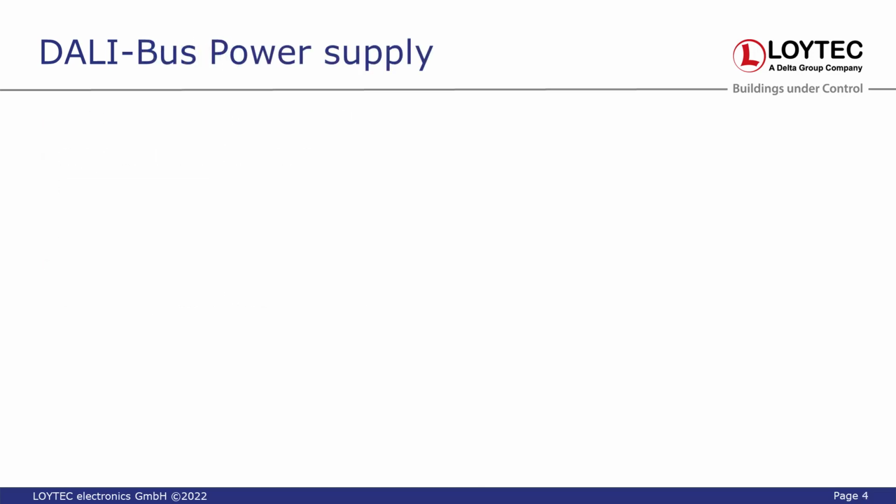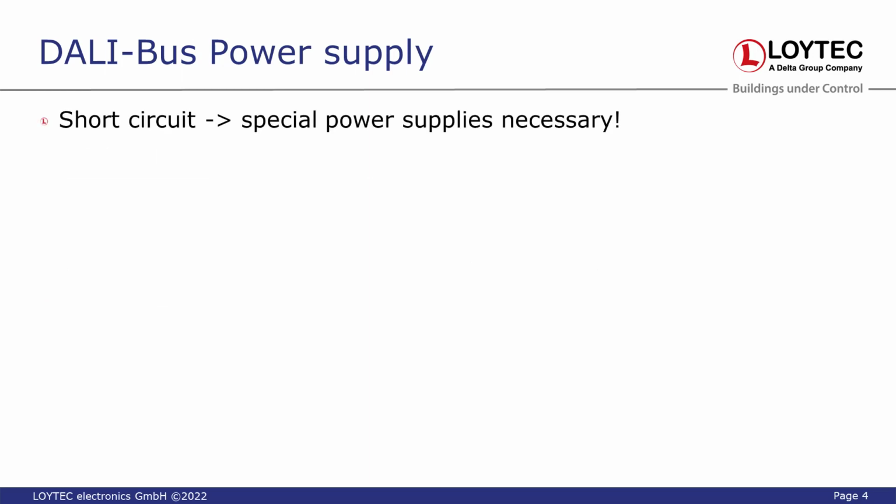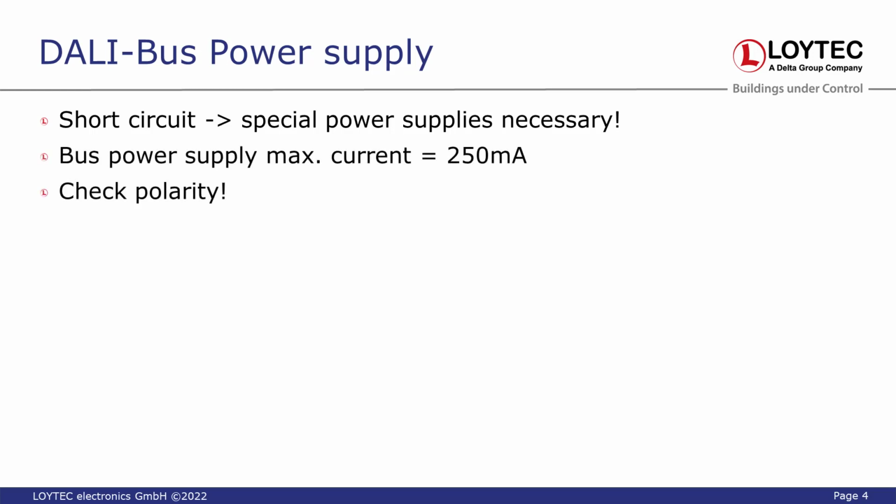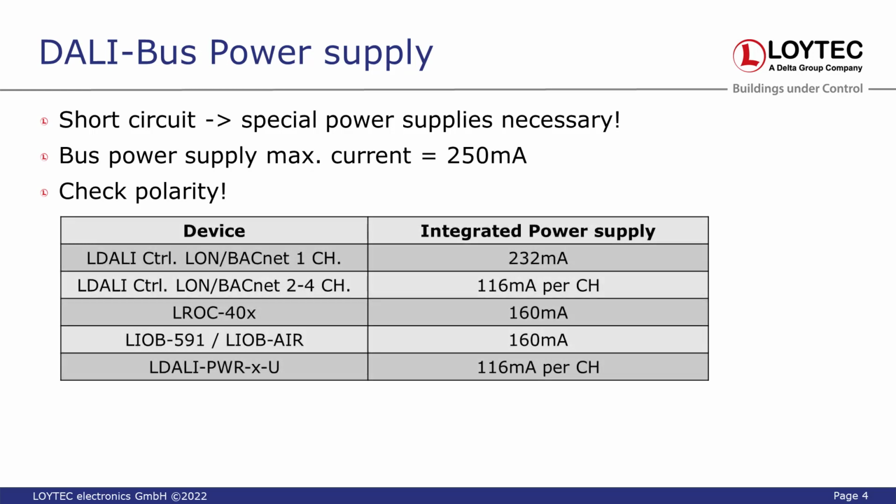The DALI communication is based on short circuits. Due to this, a special DALI power supply must be used. Multiple DALI power supplies can be used, though the total supply of a DALI channel mustn't exceed 250 milliamperes. Otherwise, damages to the transceiver of the attached DALI device may be possible. Most of our DALI-compatible controllers offer an integrated DALI power supply.